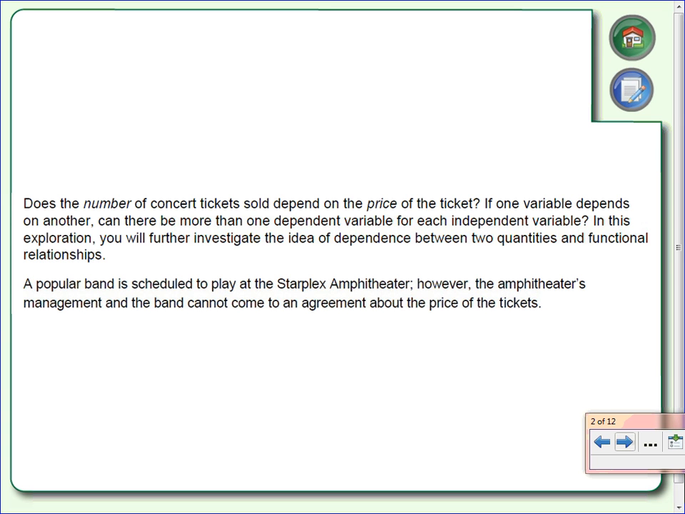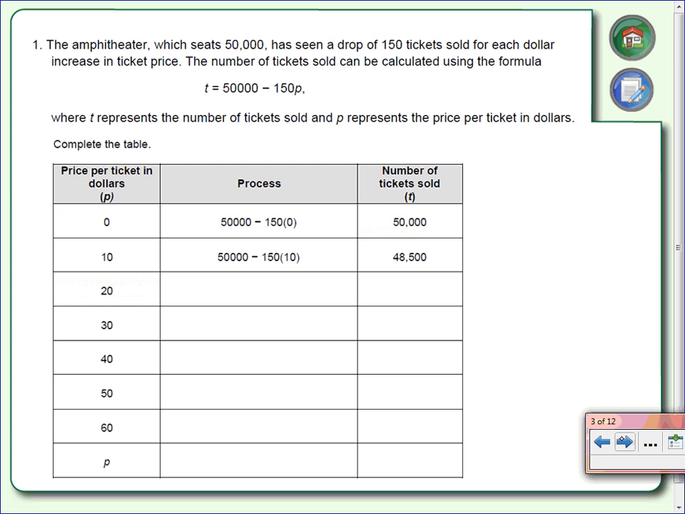So here's the scenario we're dealing with, guys. We've got a popular band that they're scheduled to play at the amphitheater. However, the amphitheater management and the band cannot come to an agreement about the ticket price. They're trying to decide what should we charge people to come and see this concert. So this is the dilemma that we're having. So up at the top here it says, number one, the amphitheater has 50,000 seats. That's how many people they can fit into this place, 50,000.